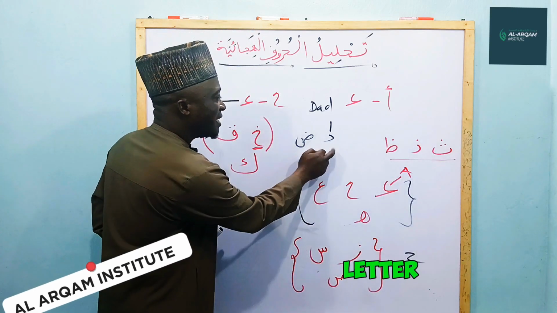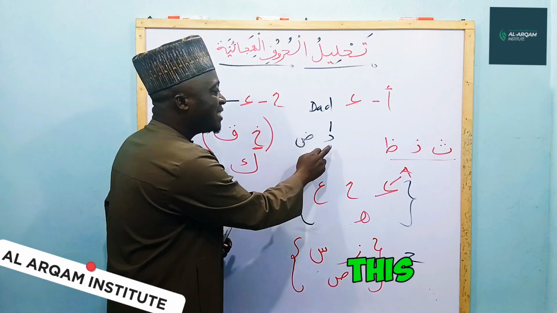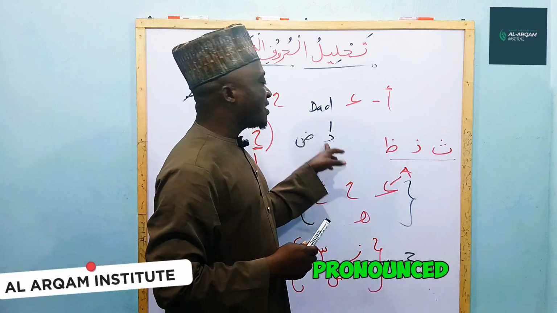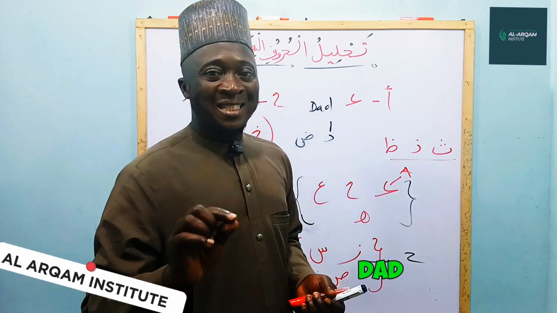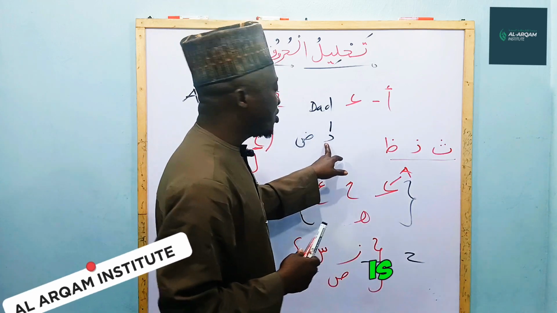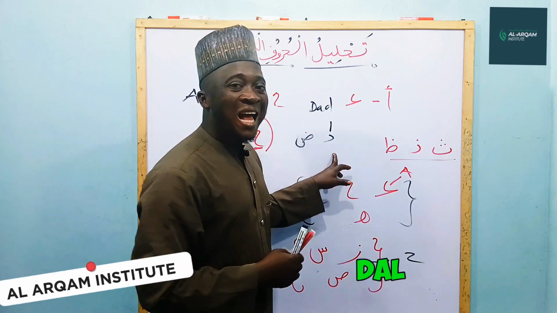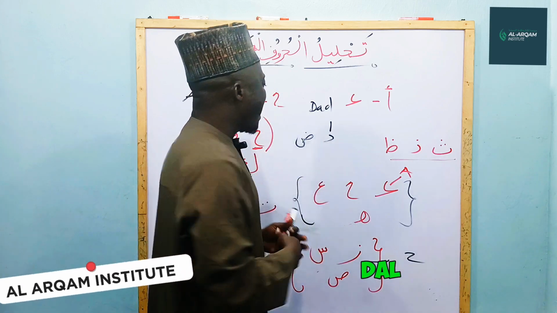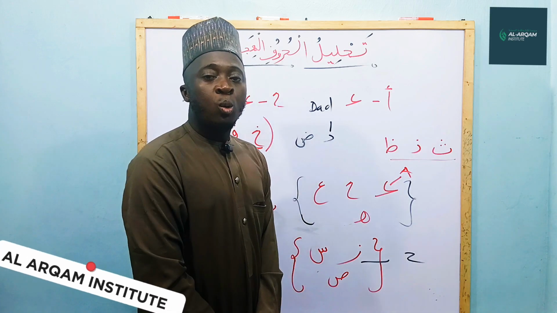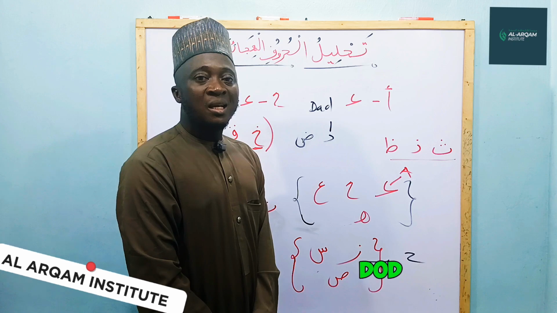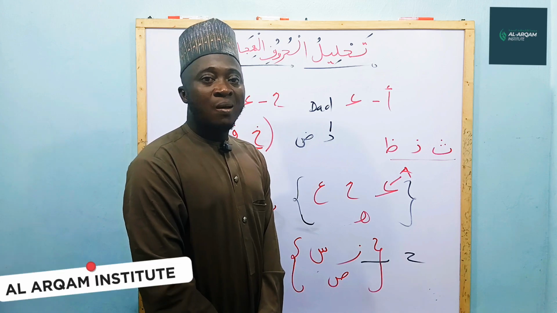The next letters are this and this. We have this as dal, and it is pronounced as if when you want to call that letter. This one is just representing D in English. Dal, and this is do.